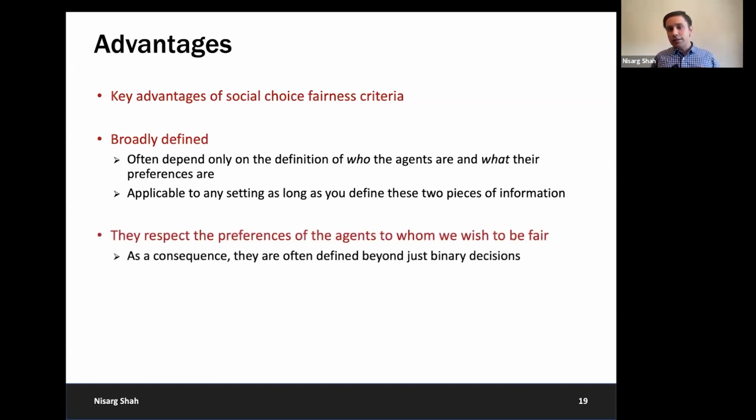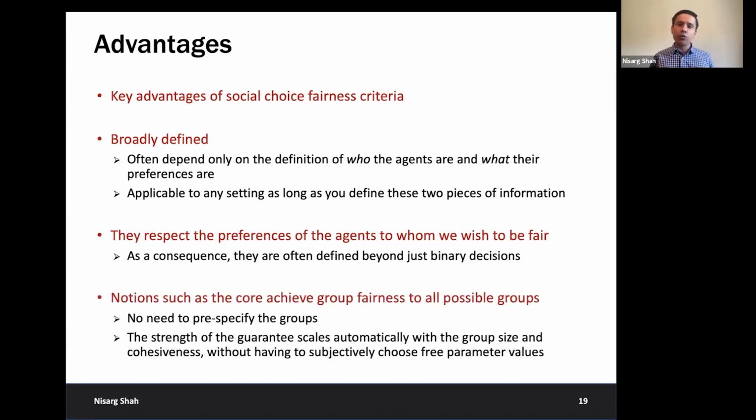The other thing is that these notions respect the preferences of the agents, which makes sense because these are the agents to whom we want to be fair. And how can we be fair to them if we don't know what they want? As a consequence, when you go beyond just binary decisions of whether to give something to the agents or not, you really need to pay attention to the preferences. So these notions tend to be defined more broadly, even within one particular application area.